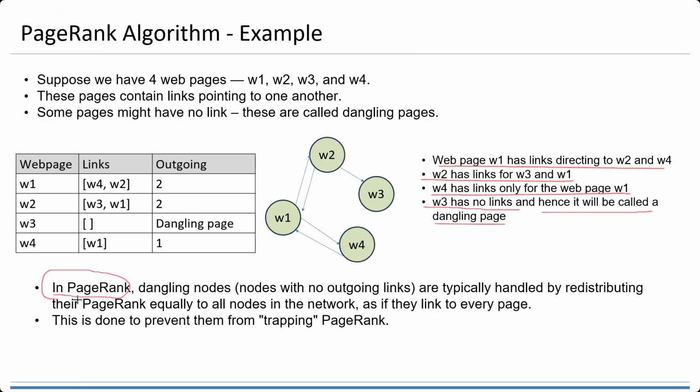So in PageRank, dangling nodes, which are nodes with no outgoing link, like W3, are typically handled by redistributing their page rank equally to all nodes in the network, as if they link to every page. So if there is no outgoing link from this one, we assume W3 is connected to W2, W1, W4, and itself. So it is redistributing their page rank equally to all nodes. This is done to prevent them from trapping page rank. We do not want to put 0, to avoid trapping page rank.